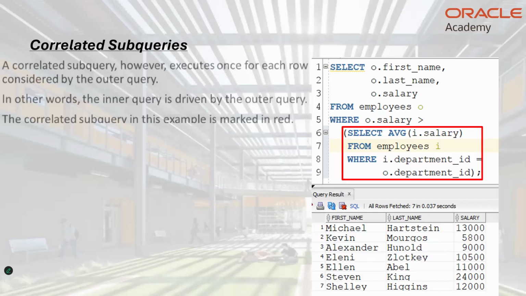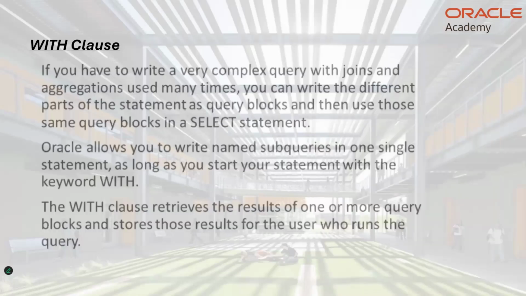All right, let's move on to one of our final topics, the WITH clause. If you have to write a very complex query with joins and aggregation group functions used many times, you can write the different parts of the statement as a query block. So now we're looking into creating more efficiencies. Oracle does allow you to write named subqueries in one single statement, as long as you start your statement with the keyword WITH. And I'll show you what I mean here in a second.